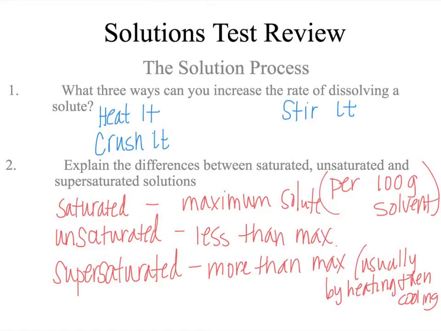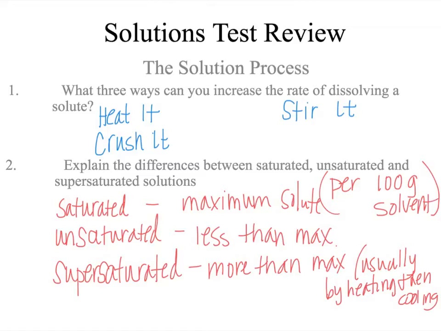The next thing says explain the difference between saturated, unsaturated, and supersaturated solutions. Remember when we're talking about these and we were talking about our solubility curves, it's always per 100 grams of solvent. So if we were talking about water, this would be how much could dissolve in 100 grams of water. Saturated contains the maximum amount at that temperature. Remember, they are temperature dependent. So at the maximum amount, you're saturated, meaning you can't put any more.